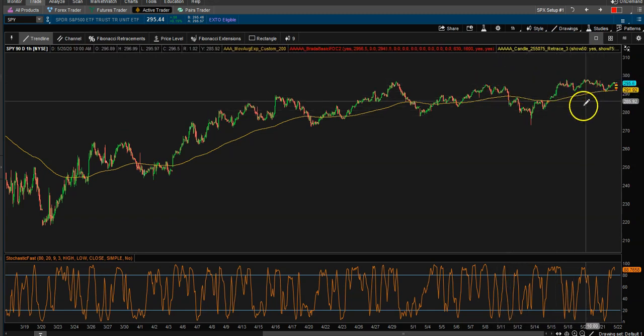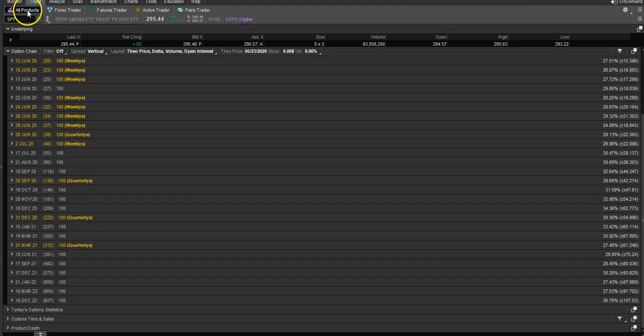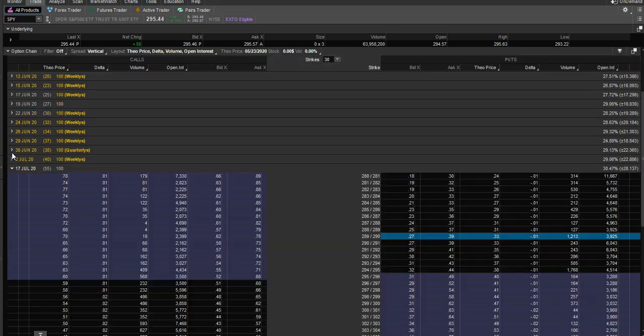So we know our level is around our target level. Think of it this way: what we're going to do is a put spread, and let's say our target level is around 285 on SPY. That's about 10 points lower over the next maybe month and a half to 2 months. So we'll come over here, click on all products, type in SPY, and let's go out to the July contract. That's 55 days, so about a month and a half, maybe a little more than that.